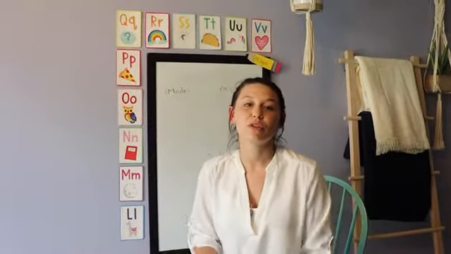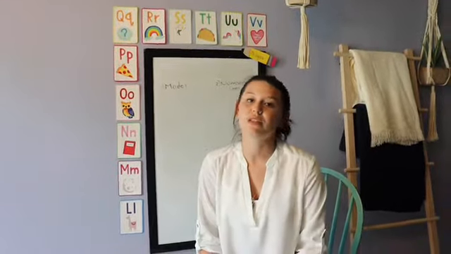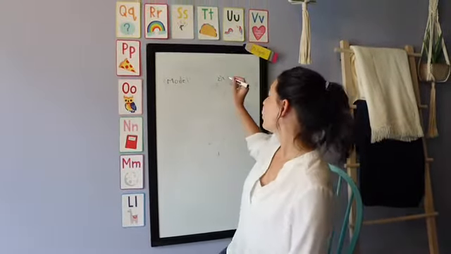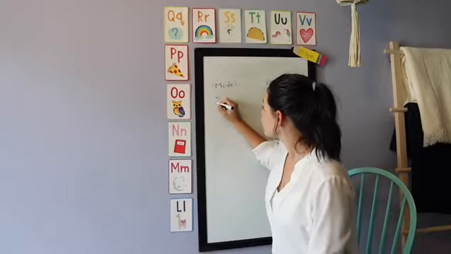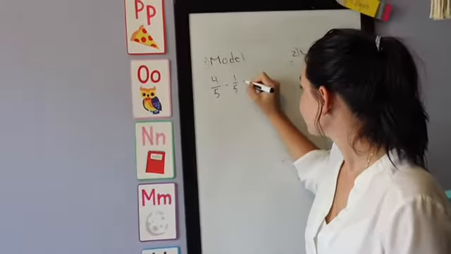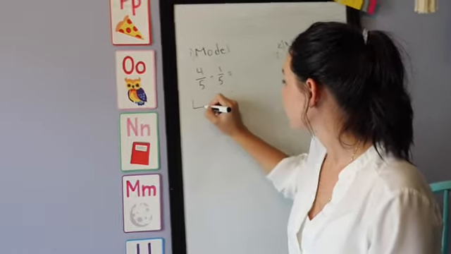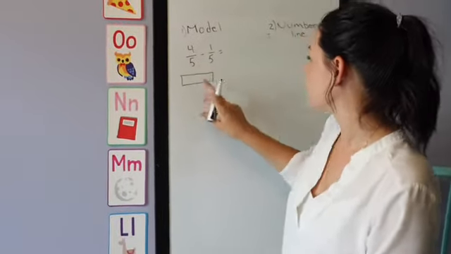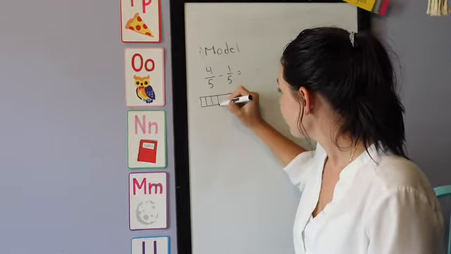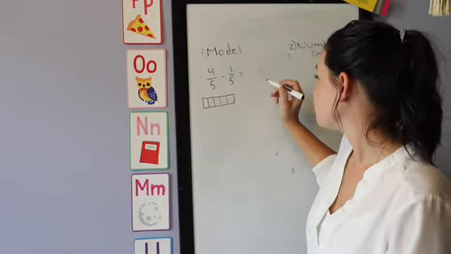So now that we've reviewed addition of fractions with like denominators, now we're going to do subtraction using our 2 strategies. So we're going to do 4/5 minus 1/5. So start by making your bar and cutting it into 5 pieces. 1, 2, 3, 4. Close.